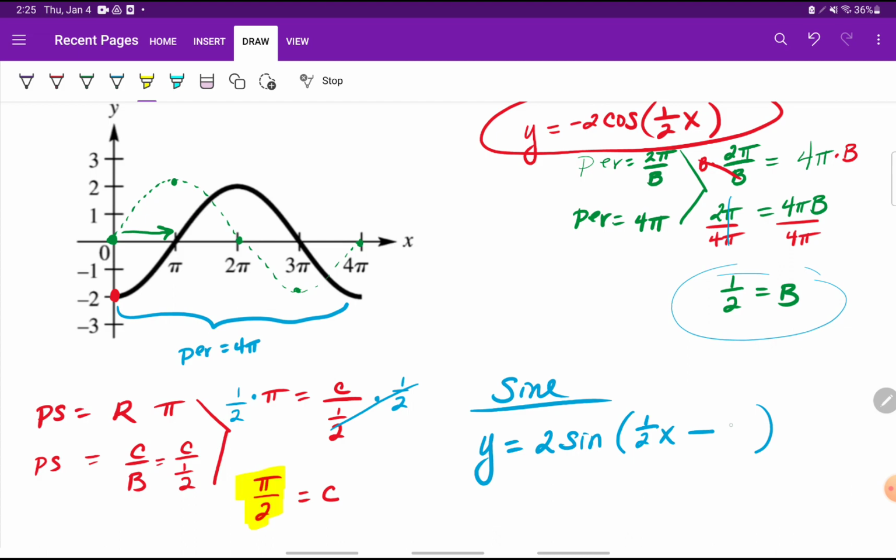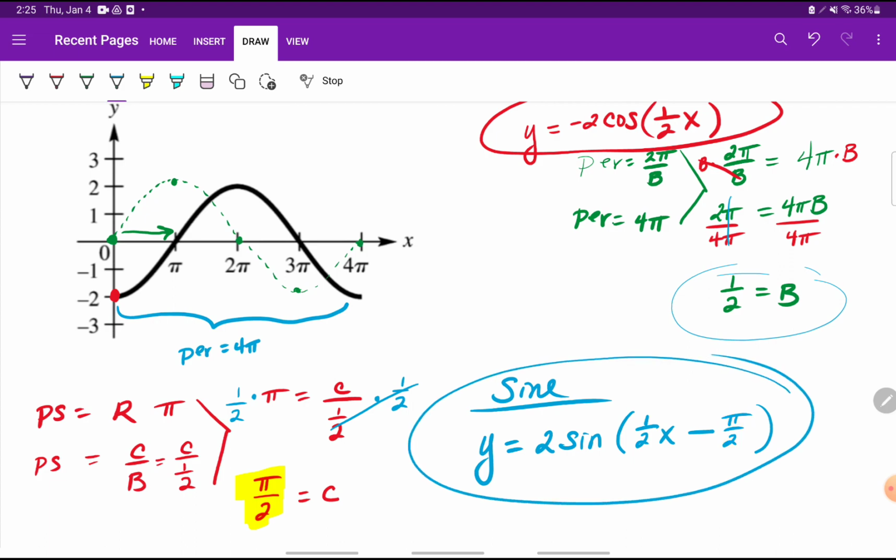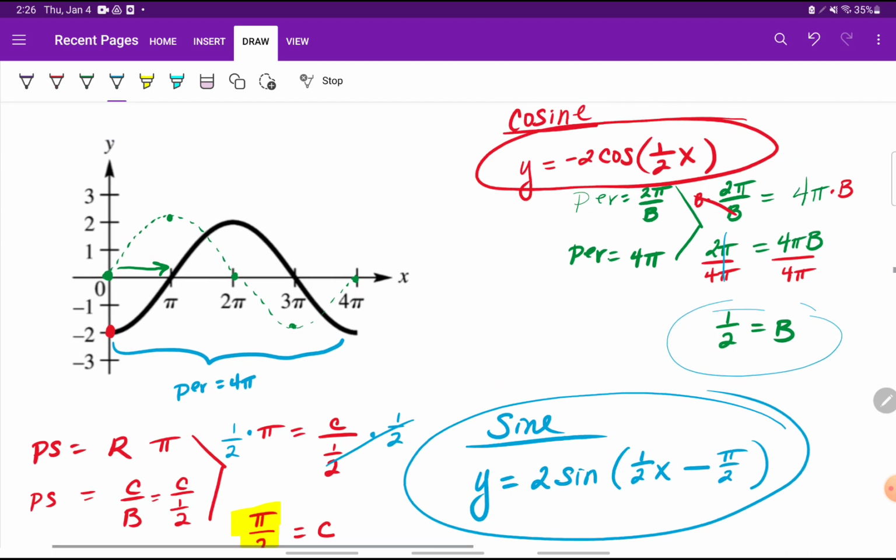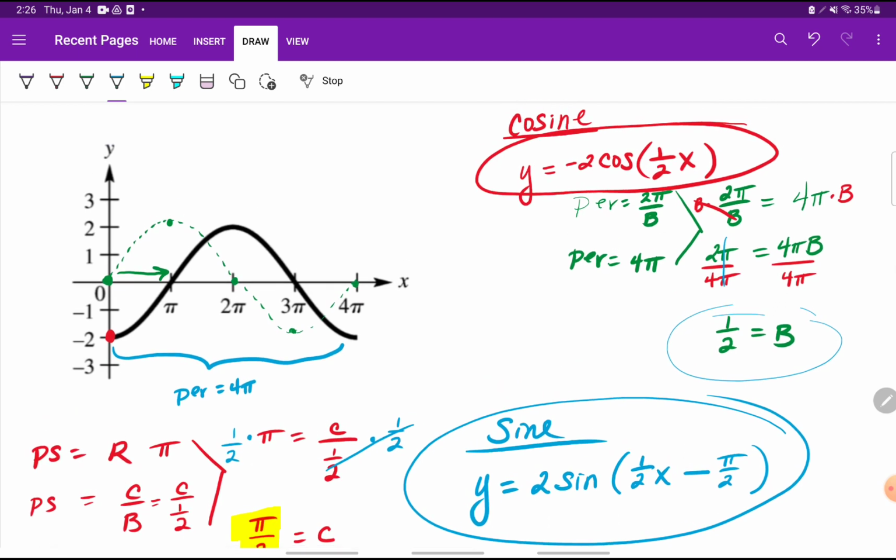So that's just going to go right here. So to write this graph as a sine equation, we would get y equals 2 sine of 1/2 x minus pi over 2. Now, your sine answer could vary, because maybe you shifted it a different direction, but this one I think is the most basic. But if I was given a choice, no question, I would have written it as a cosine because it wouldn't have involved a phase shift. So if you're given a choice, look, does it go through the origin? If so, use sine. If it doesn't, then use cosine.